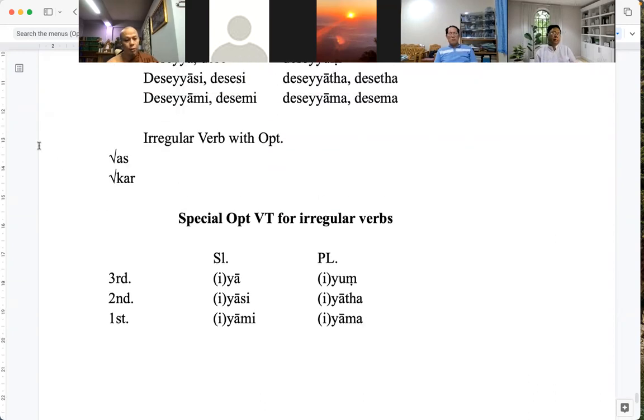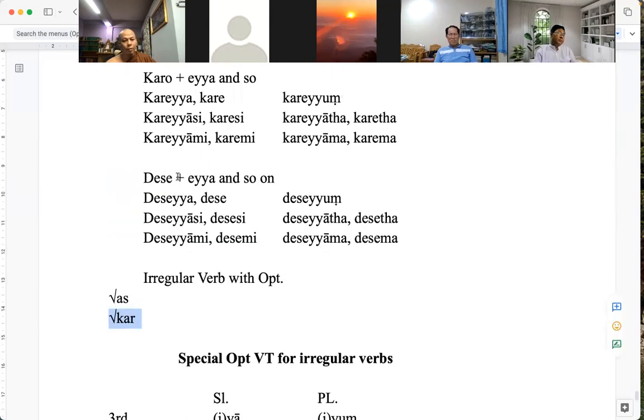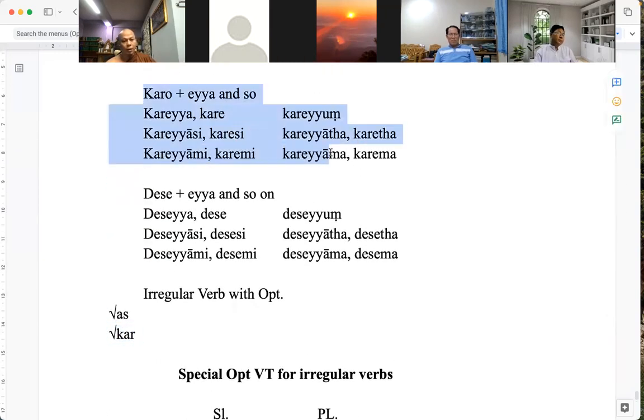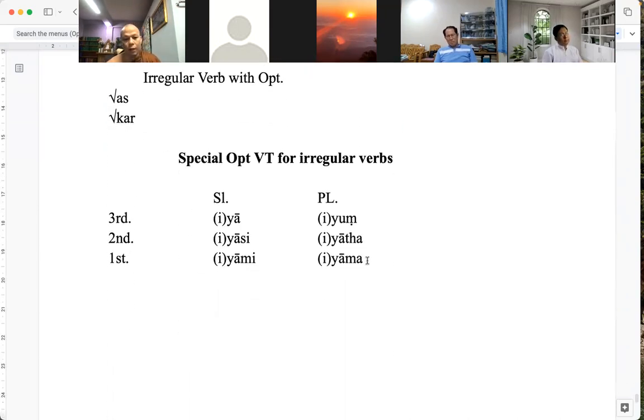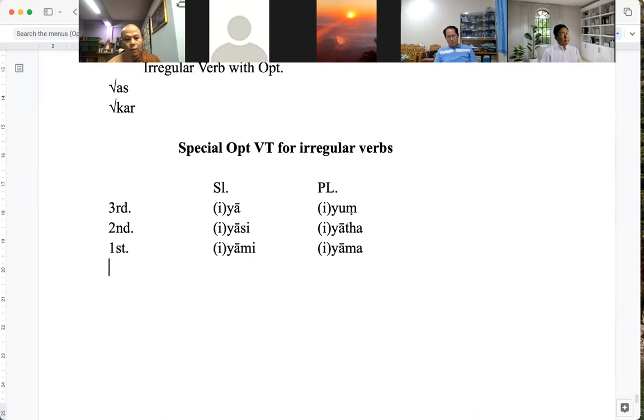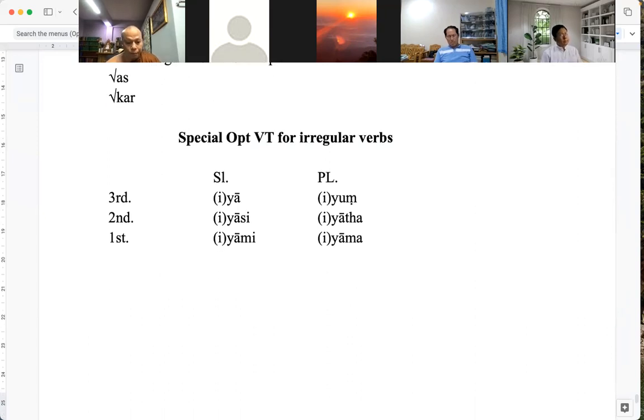So especially root as and the root car. So here root car. So format as a regular form also. Kariya, kari, kariyo, kariyasi, kariyata, kariyami, karimi, kariyama, karima. So now, that root car, how to form? Let's get started.